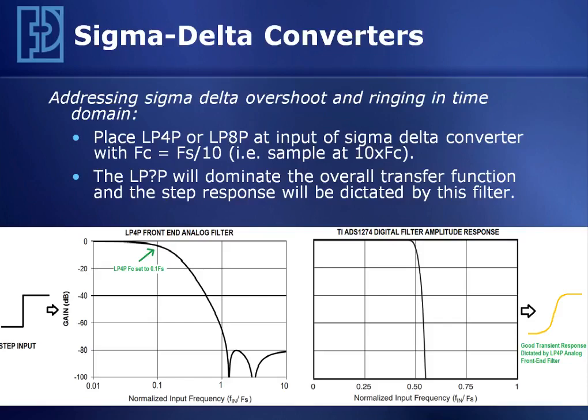So one thing we can do to address the poor transient response of a sigma delta converter is to again use a higher order front end analog filter, such as one of PFI's pulse mode filters, the LP4P or the LP8P. And we can set the cutoff frequency to be equal to the sampling frequency divided by 10, or in other words, sample it 10 times the cutoff frequency. When we do this, the transfer function of the front-end analog filter dominates the overall system transfer function, and the step response is dictated by the filter.